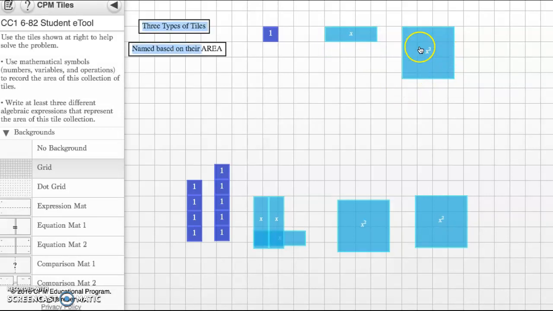So to find the area of the square, we would take the base times the height. So x times x gives us x squared. Those are our three tiles that we are going to be working with today. And this is just a quick introduction on the three different tiles.